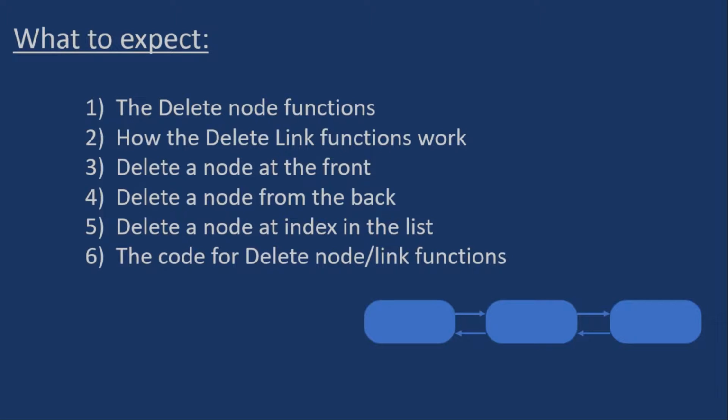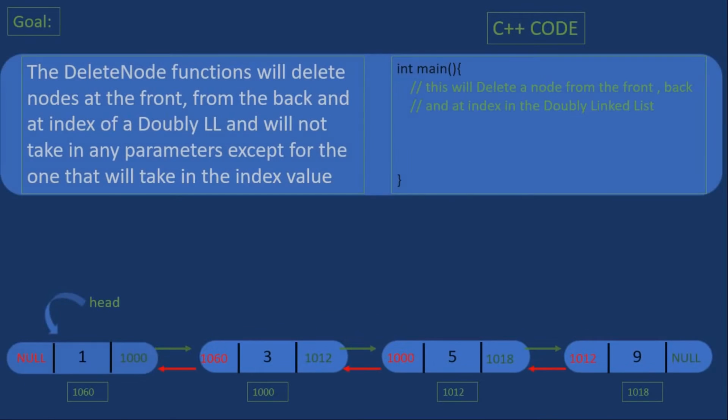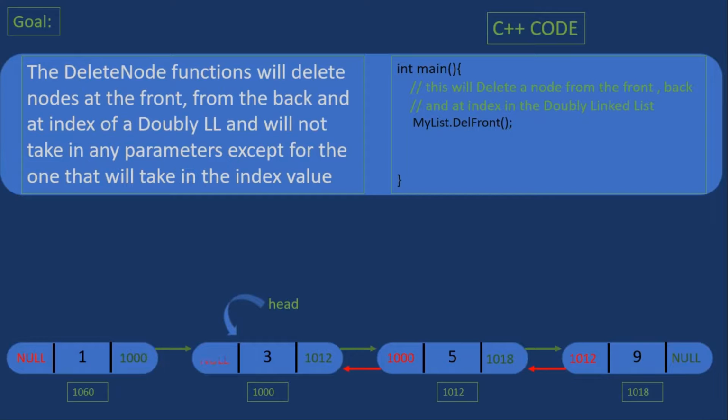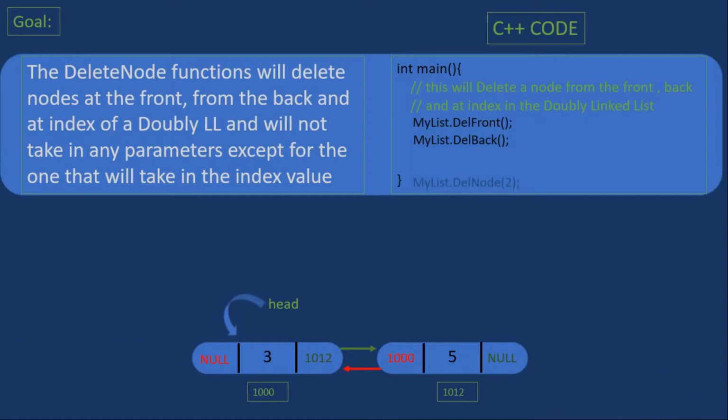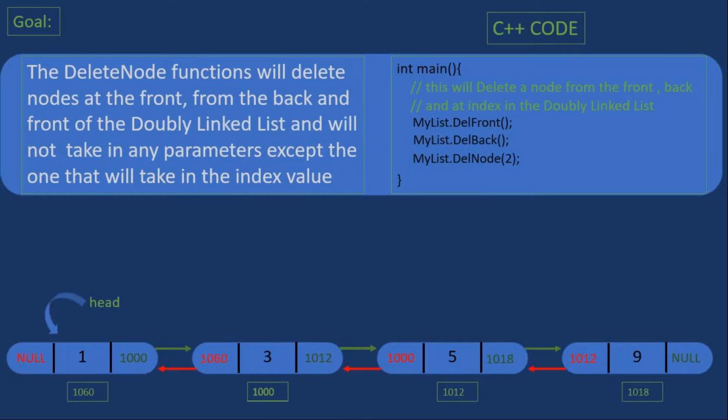The goal of this video is to create three functions. The first one will delete a node at the head or front of a doubly linked list. The second one will delete a node at the back of a doubly linked list. And the last one, which takes in an index as an argument, the position where we want to delete the node, will delete the node at that position.